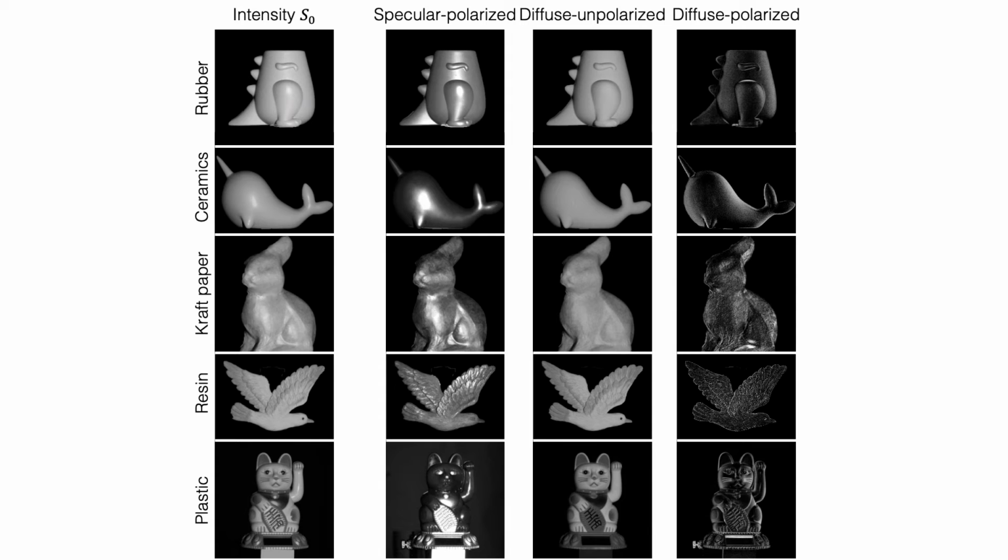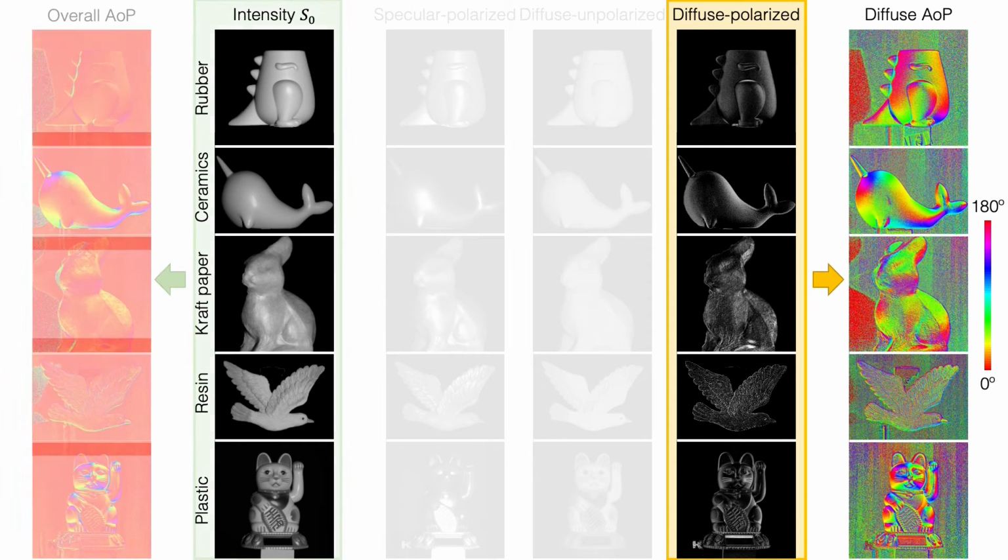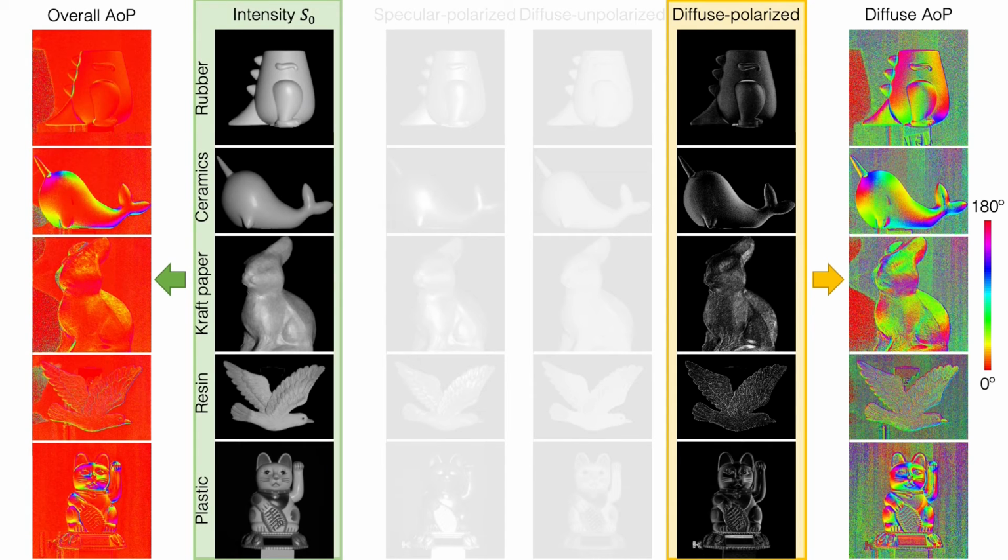Here we show the decomposition results on various objects. We compare the AOP map for our diffuse polarized component versus the AOP from the overall input. We can see that the diffuse AOP map is more accurate and informative, as it reveals more angle variations.